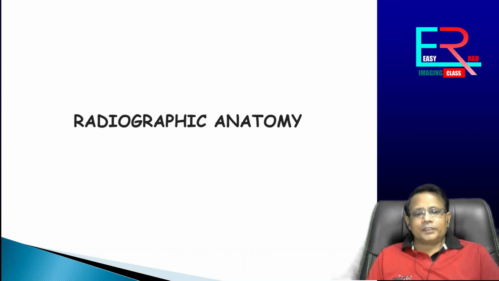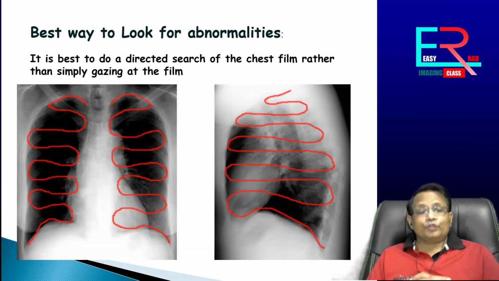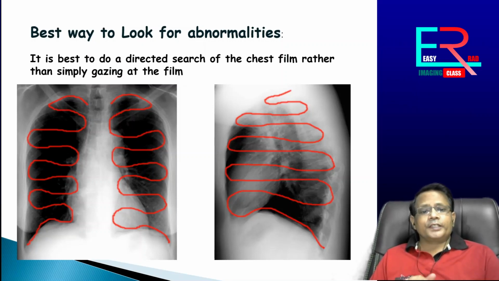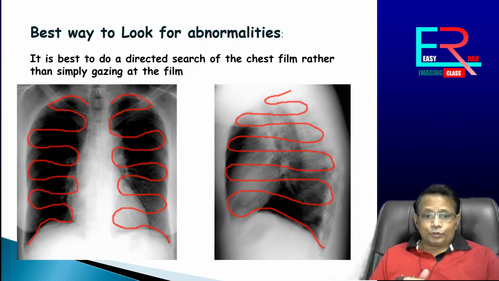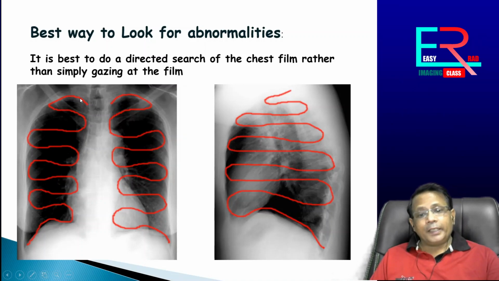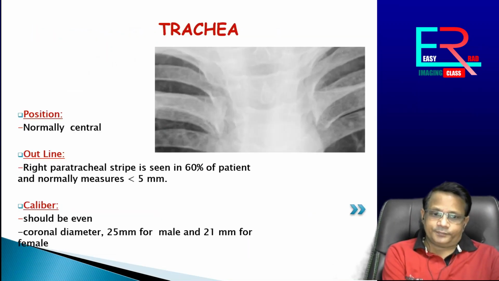Then we come to the important part, the radiographic anatomy. So what is the technique? You look for abnormalities in the lung fields. This is the best way to direct the search of the chest rather than simply gazing at the film, so you won't miss any abnormality. If you follow this technique, search right, left, right, left, right, left, right, left, for both hemithoraces. Okay, it is the best way to look for any abnormality on the chest X-ray.